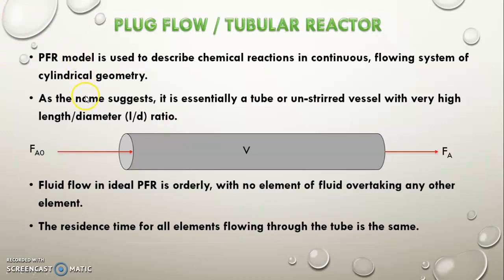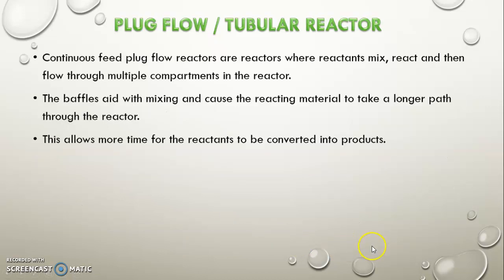Kita tengok PFTR. Okay, PFTR is used to describe chemical reaction in continuous flowing system of cylindrical geometry. So as the name suggests, it is essentially a tube or unstirred vessel with very high length diameter ratio. Okay, this is the insertion of the material and the output here. Fluid flow in ideal PFR is orderly with no element of fluid overtaking any other element, and the residence time for all elements flowing through the tube is the same.